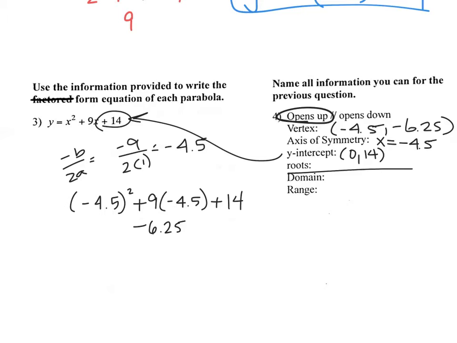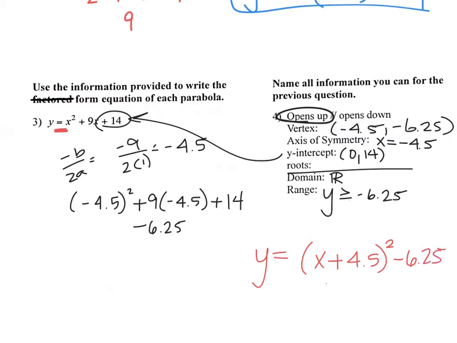Roots, don't know those yet. Domain, all real numbers. Range, y is greater than or equal to, this time because we're opening up, -6.25 from the vertex. And then again, to write this in vertex form, the pattern in the front is just a 1, so I'm not going to use anything. Y equals (x plus 4.5) squared, inside's the opposite, outside's the same, minus 6.25. And there is my vertex form.